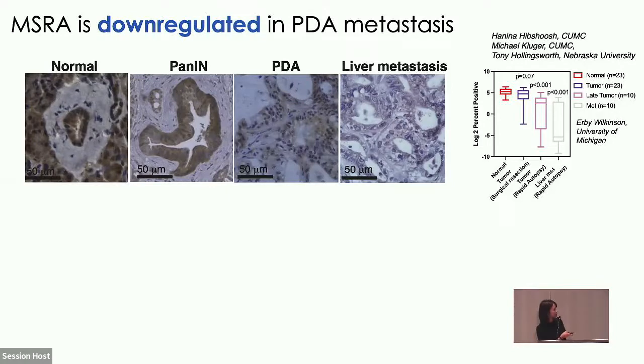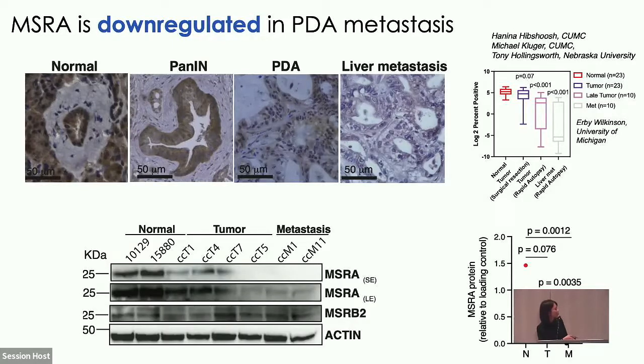And that in the metastatic setting, the expression of this protein is almost completely undetectable. We can also model this in organoids. And here I'm showing you a panel of murine normal, tumor, and matched metastasis. And again, you can see a very similar expression pattern where going from normal to tumor to met, there is a stage-dependent decreased loss of MSRA.